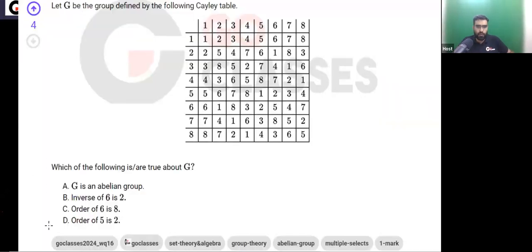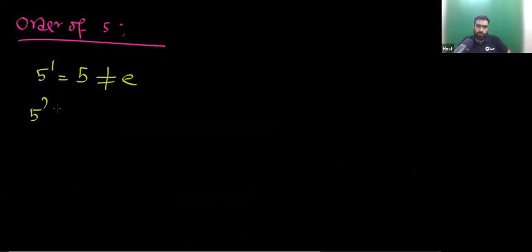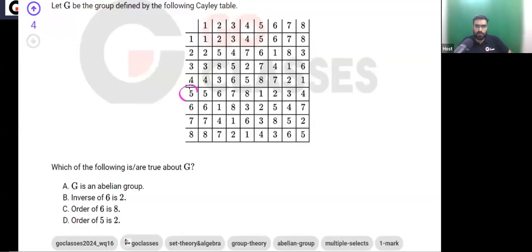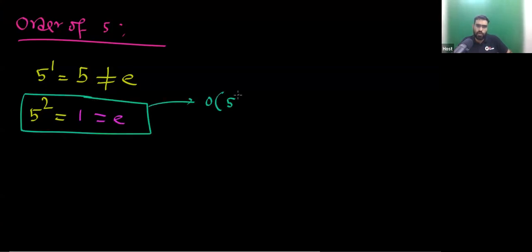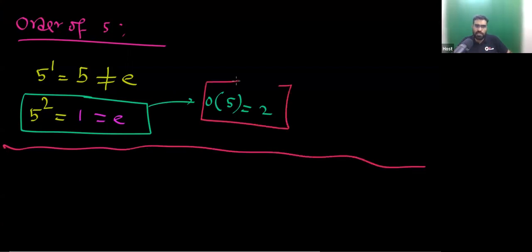If you want to find the order of 5, I can start with 5 power 1. 5 power 1 is 5, which is not the identity element. Let's go to 5 power 2, which means 5 star 5. What is 5 star 5? That is equal to 1. So you got the identity element, and you can stop here. The order of 5 is equal to 2. It means 5 is the inverse of 5, right?